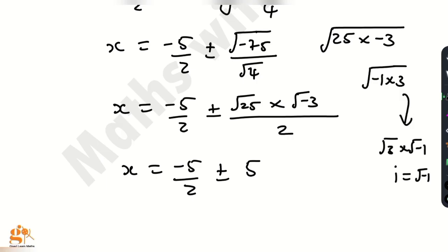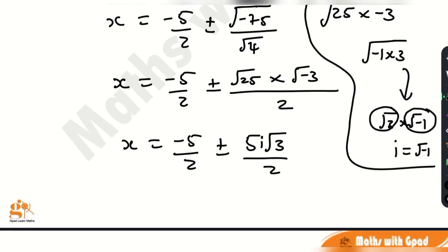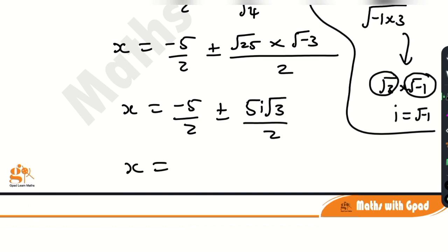Okay, so I'm going to have root 3, all right, from here. This is root 3. Then the square root of negative 1 is what? I can write i here, then over 2. You see what I'm doing? Okay, let me just separate this. So this is now what? x is equal to, as you can see, we have a common denominator. We can just put them together like this: negative 5 plus or minus 5i root 3.